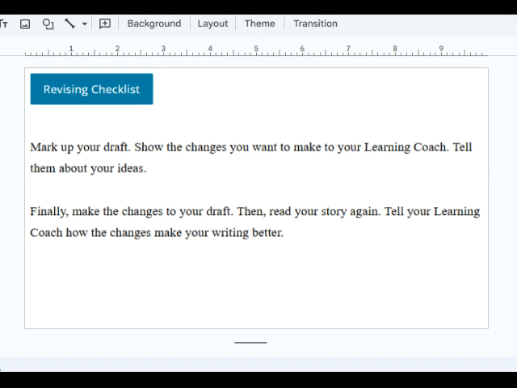Mark up your draft. Show the changes that you want to make to your learning coach. Tell them about your ideas. Finally, make the changes to your draft. Then read your story again. Tell your learning coach how the changes make your writing better.